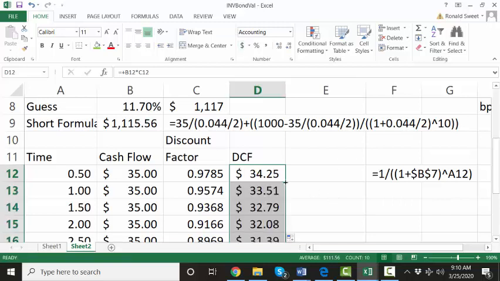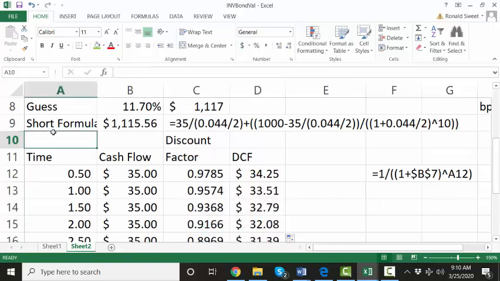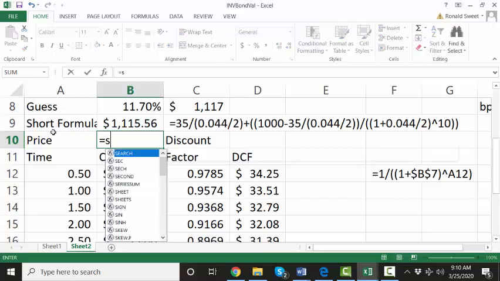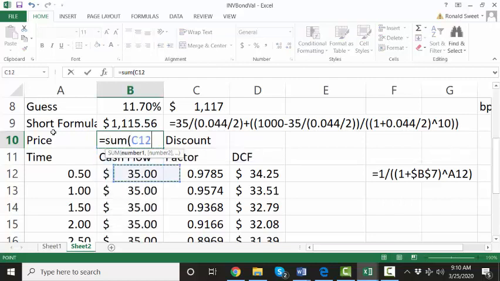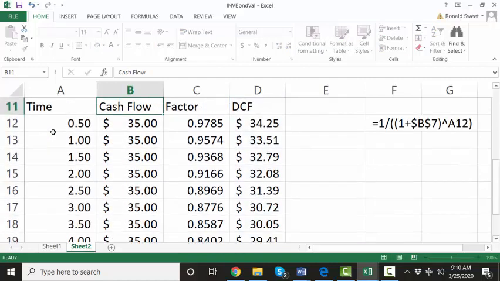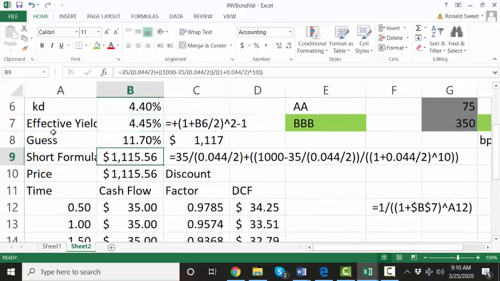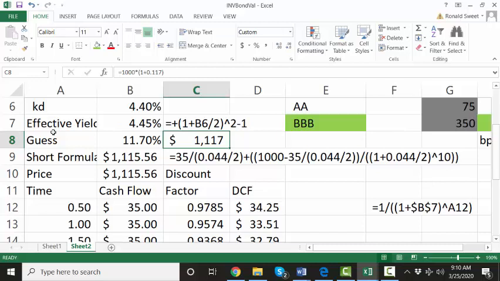And copy that down. And so my price, my actual price, is just going to be the sum of those discounted cash flows. And see, it came out exactly right. My estimate is $1,117. My price actually is 1115.56.